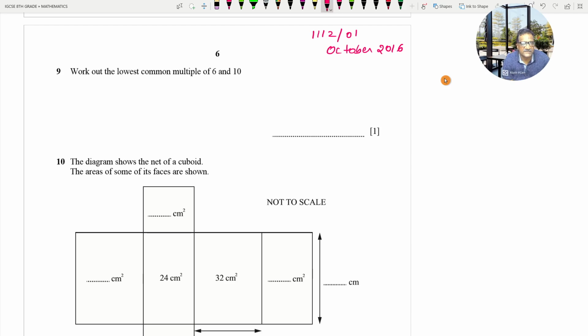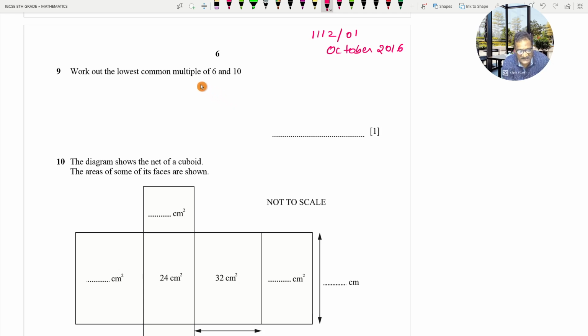In today's session we are going to continue with our paper solution of this checkpoint. In the previous video I solved question number 1 to question number 8 of this particular paper, that is 1112 paper 01, October 2016. Now, from question number 9, we'll start today's video. So let us get started.